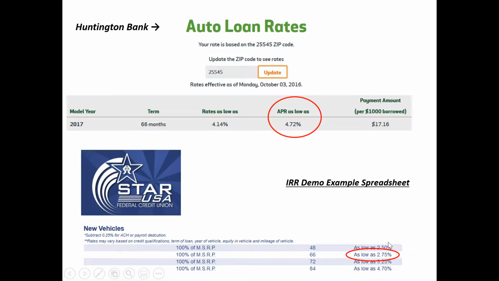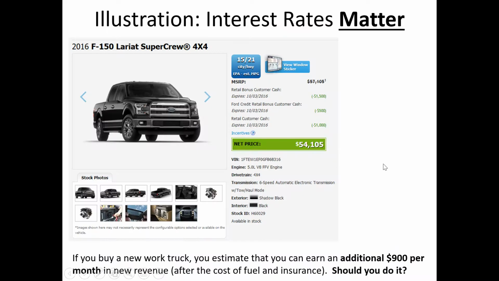So those are two different interest rates that we're going to contrast when trying to figure out whether it would be profitable to buy an F-150. Now you can see that this is from 2016, and at that time the F-150 was $54,000 for this particular vehicle.